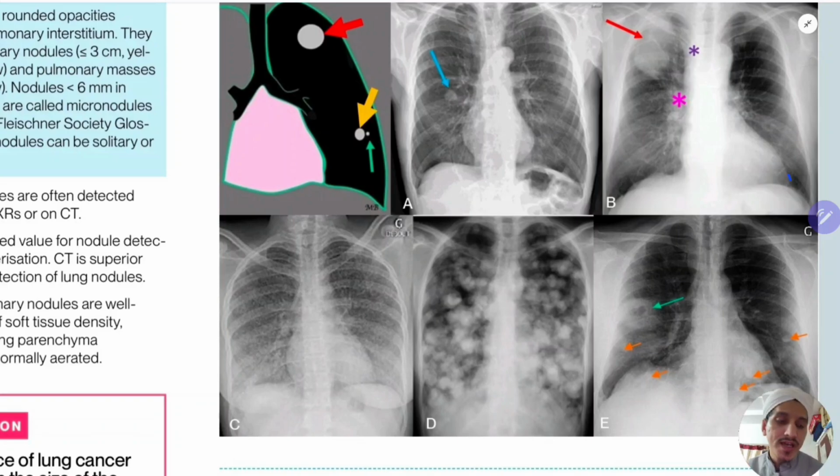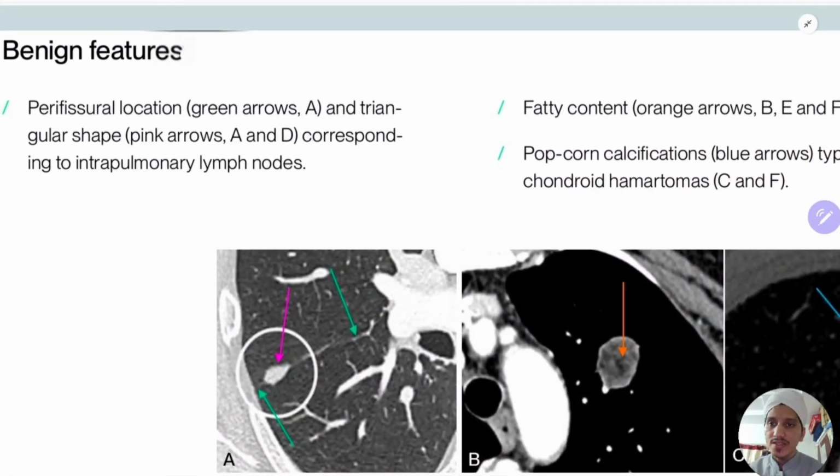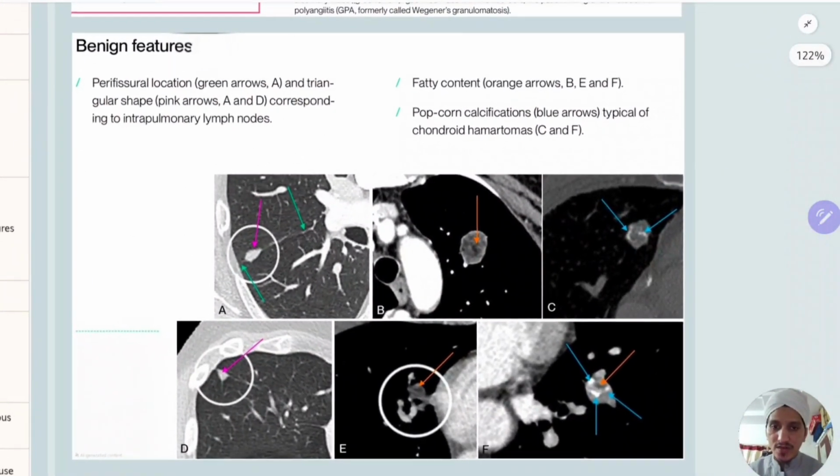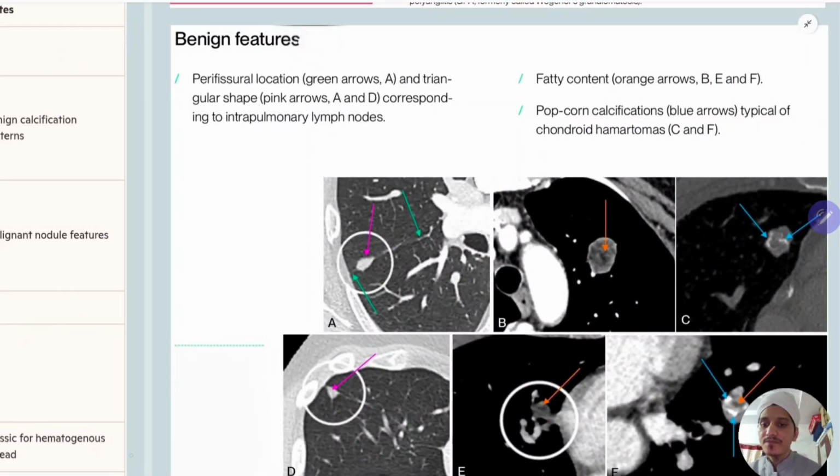Any nodule, any mass, any micronodule-like pattern: for a single nodule, you need to follow up the patient. For multiple nodules, you will know what the diagnosis is. Again, these are the CT scans of the patient. You have sent the patient for a CT scan.